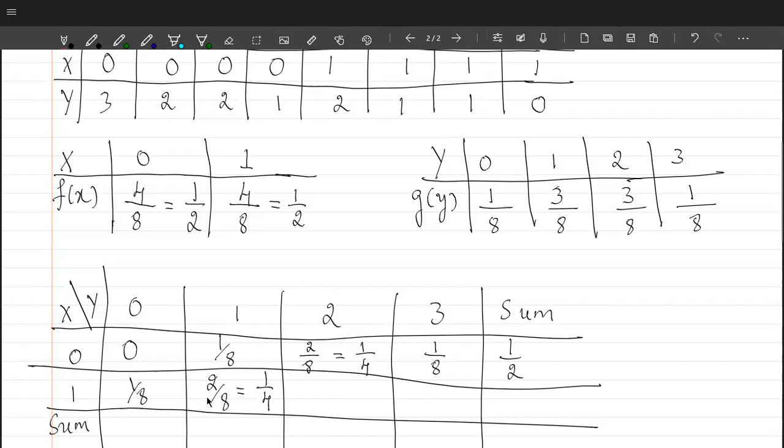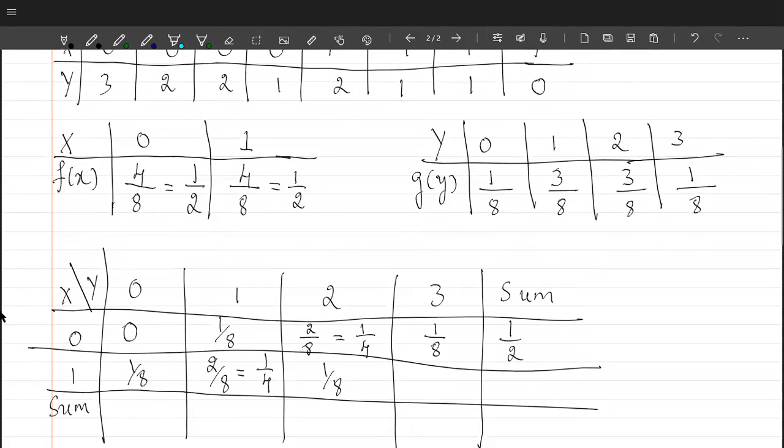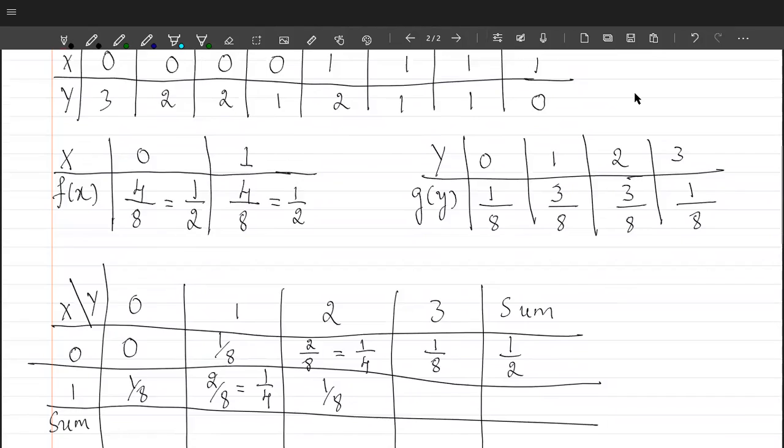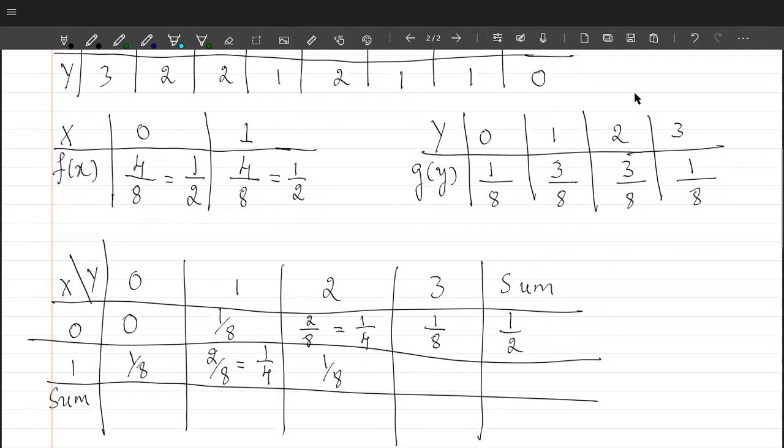Then x takes the value 1, y takes the value 2. One case is possible. So 1 by 8. Then x takes a value 1, y takes a value 3. That's again an impossible event here. That is x taking the value 1 and y taking the value 3. It's not even listed out here. So it's an impossible event. So it is 0 by 8 or it is 0.